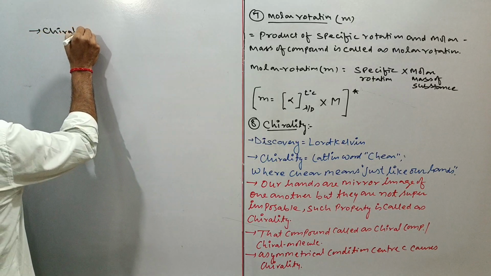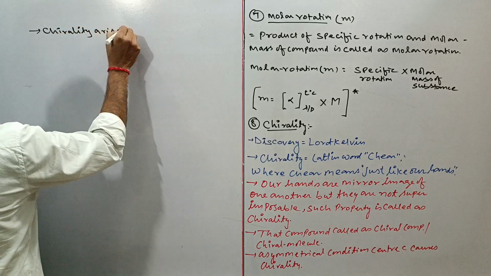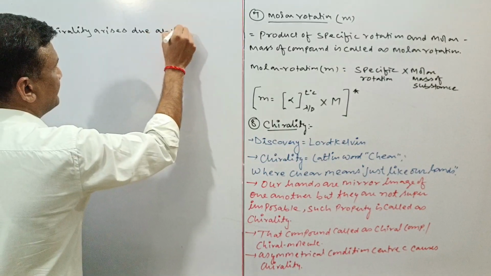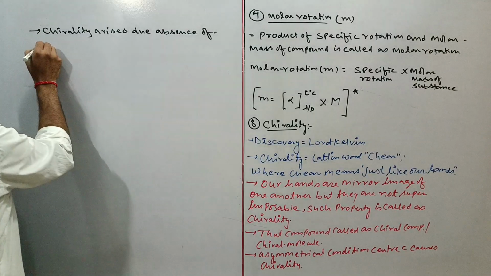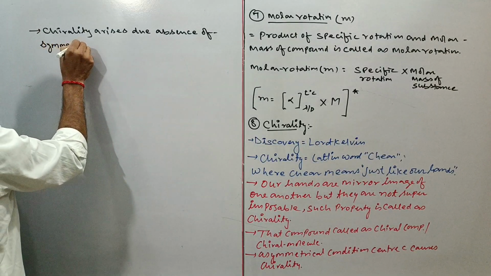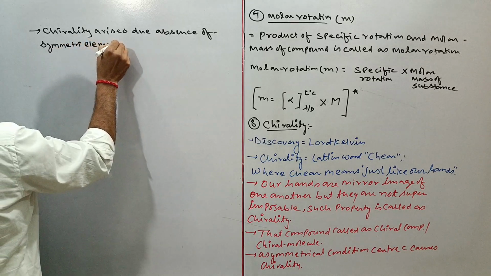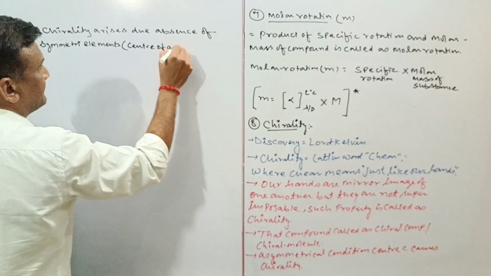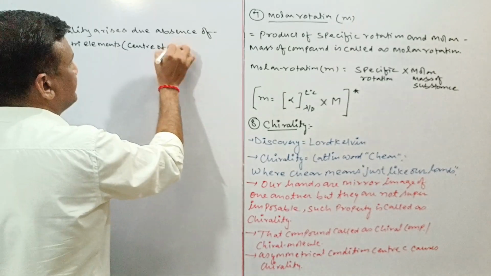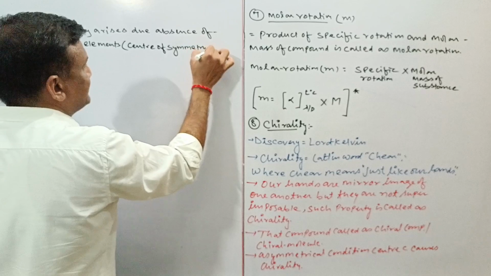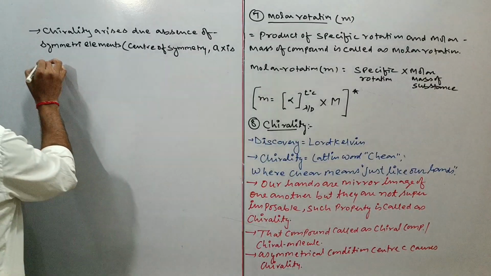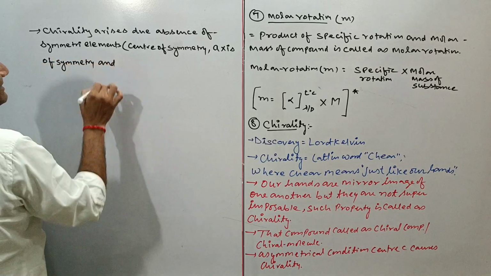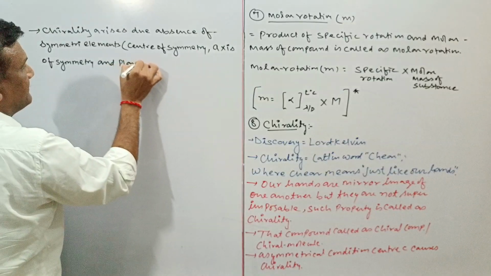Chirality arises due to just absence of symmetric elements, such as you can say center of symmetry, you can say axis of symmetry, and you can say this is the plane of symmetry.